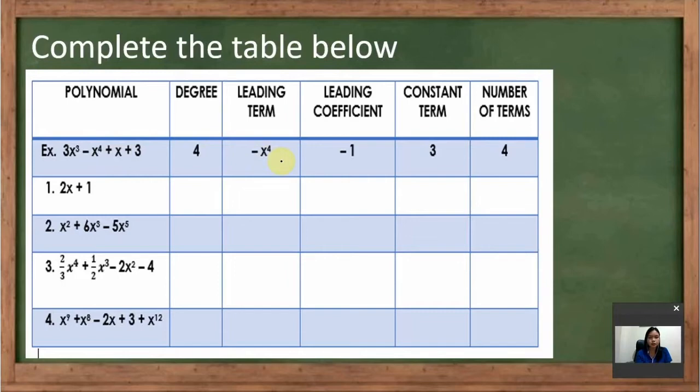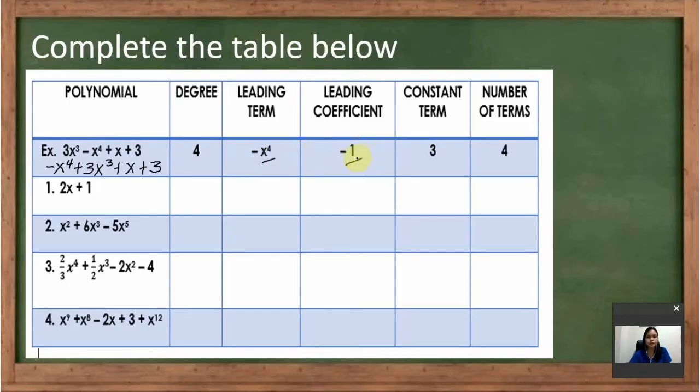So it doesn't mean that if we have here the first term 3x cubed, automatically this is the leading term. So we have to analyze the given polynomial expression. Since this is not written in standard form, we have 3x cubed minus x raised to 4 plus x plus 3. In standard form, it must be negative x raised to 4 plus 3x cubed plus x plus 3. That is why we have negative x raised to 4 as the leading term.